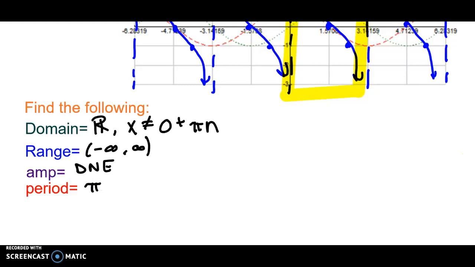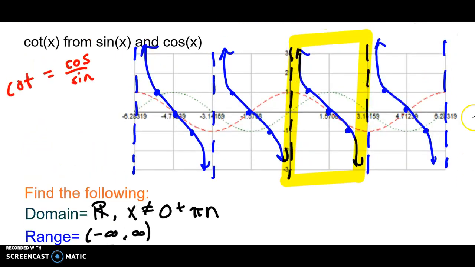Now, one thing I do want to point out: when we were graphing sine and cosine graphs, I said that you needed to have at least 5 points to graph a period. It's the same thing when we're graphing cotangent or tangent. You are still graphing 5 points, although 2 of them are asymptotes. So you'll have 1, 2, 3 points, and then the asymptotes need to be graphed correctly.